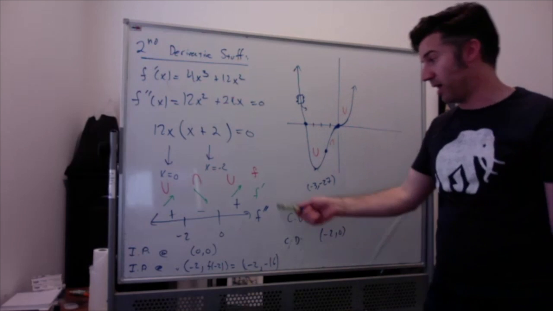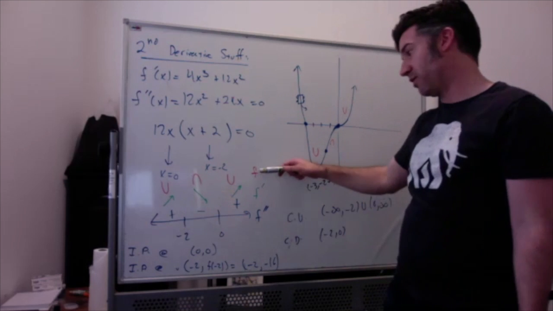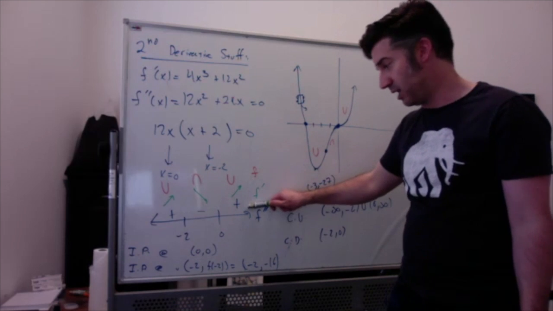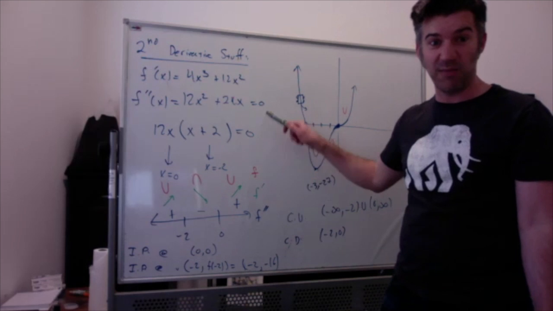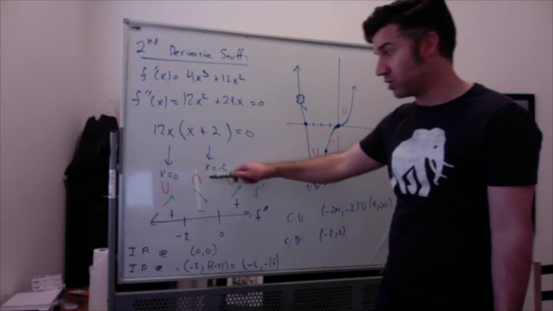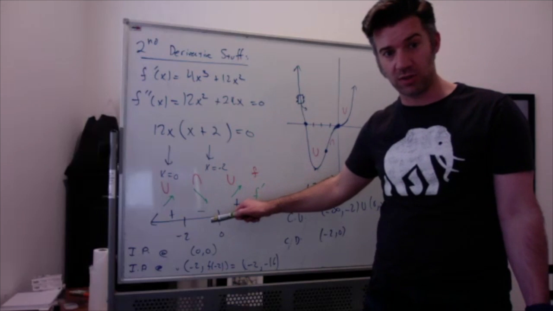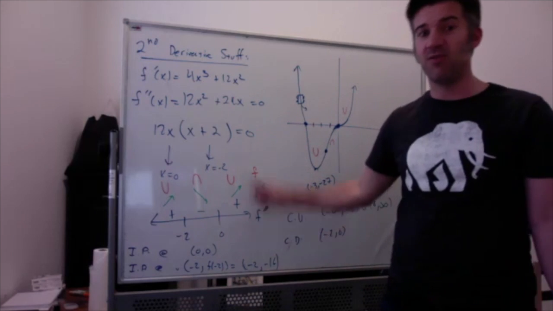So that's why I said this thing here. The function is concave up. The first derivative is increasing. The second derivative is positive. Those all mean the same thing. Or the function is concave down. The first derivative is decreasing. The second derivative is negative. Those all mean the same thing.